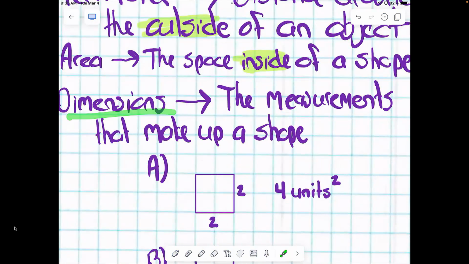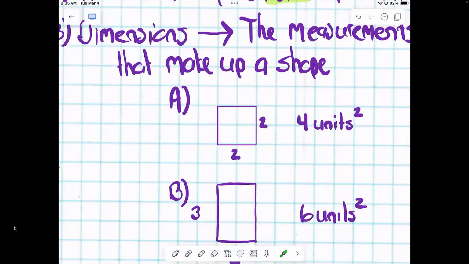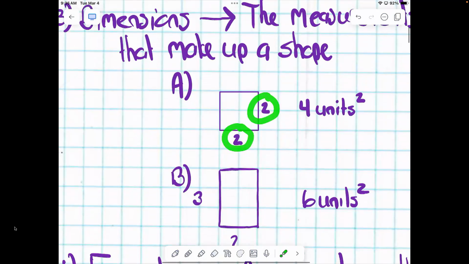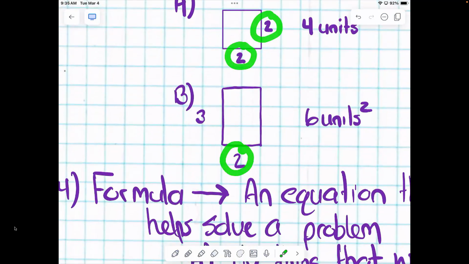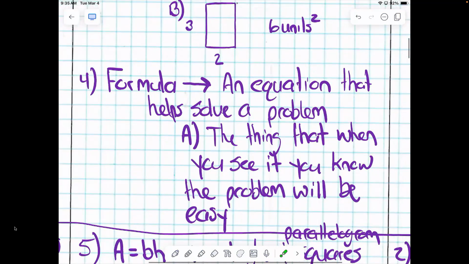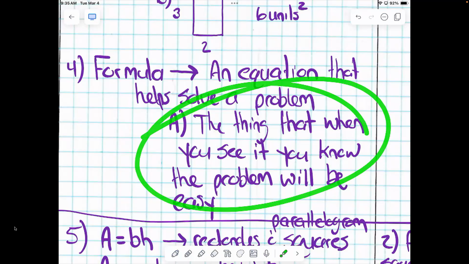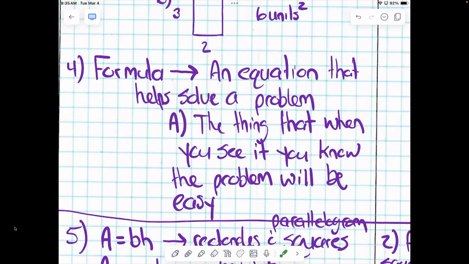Dimensions. Dimensions are the measurements that make up a shape. So when we look at this square, the height and the base, yes? Yes. This is the base, which is what? 2. This is the height, which is what? 2. This is the base of this one, which is a what? 2. This is the height of this one, which is a what? 3. We call those dimensions, right? Yes. Formulas. Formulas are nice equations to help us solve a problem, right? When we see a formula, we're like, oh, easy problem, yeah?